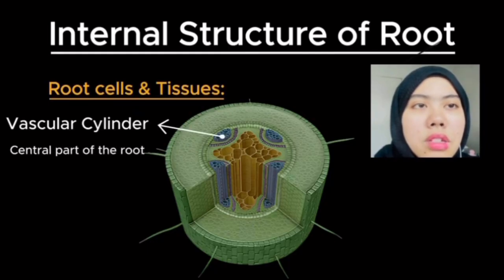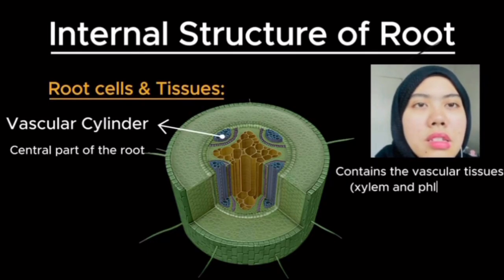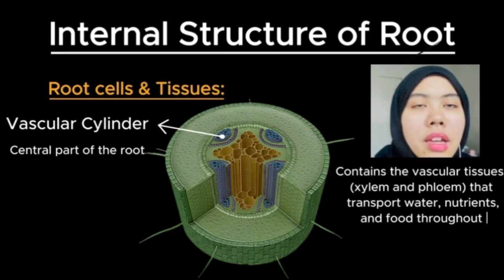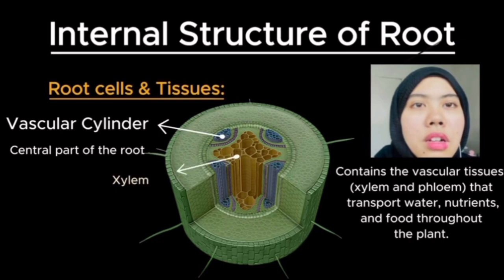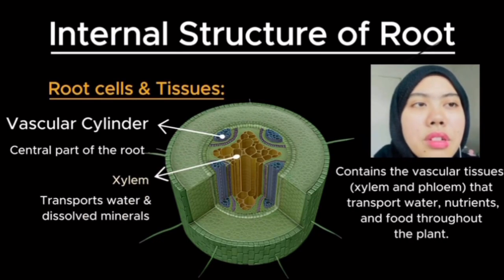Next to the endodermis is the vascular cylinder. It is the central part of the root surrounded by the endodermis. The vascular cylinder contains the vascular tissues that transport the water and nutrients. Then, the pericycle is the outermost layer of the vascular cylinder just inside the endodermis.